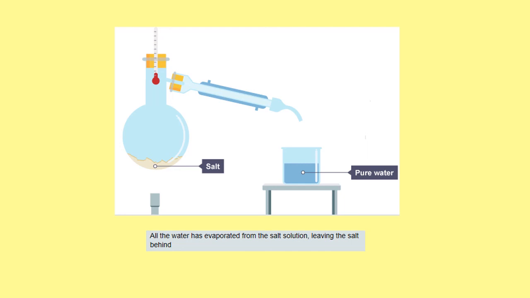And this final image that we've got here is a representation of simple distillation, which allows you to capture the solvent from a solution by heating it up, turning it into a gas, and cooling it back down into a liquid at a different location.